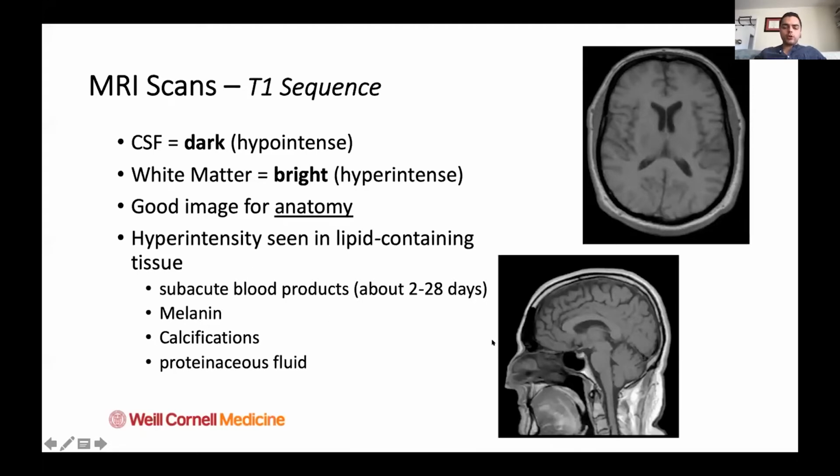So one important use for T1: hyperintensity in T1 sequences is seen in lipid-containing tissues, right? And you can see that here. You see the scalp is bright, here around the bone, the subcutaneous tissues, the fascia, okay? Those are the things that are bright. So melanin, calcifications, protein-filled fluids, and subacute blood products all would be bright on T1.